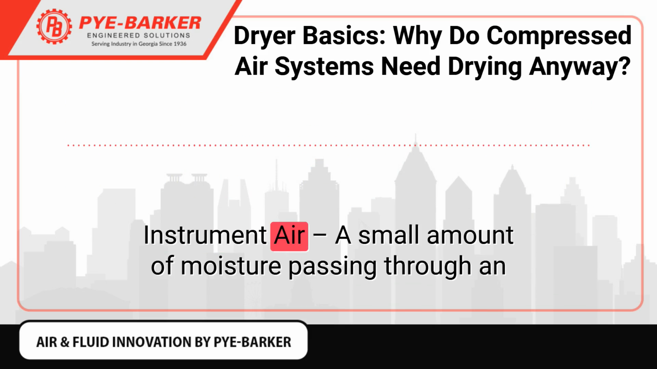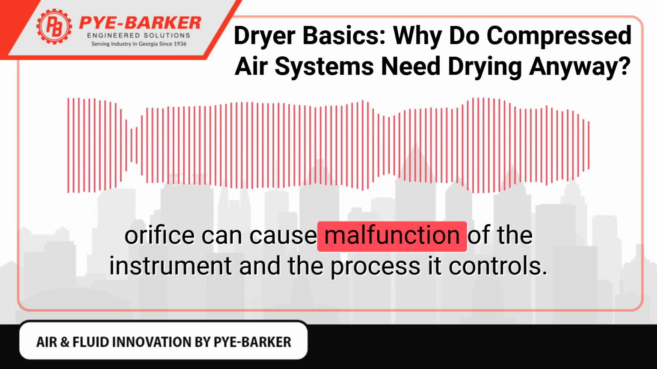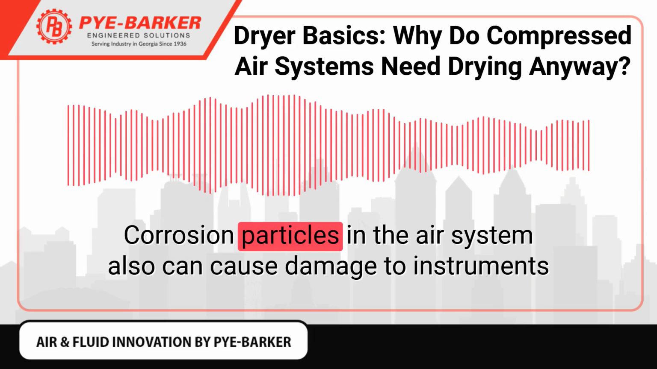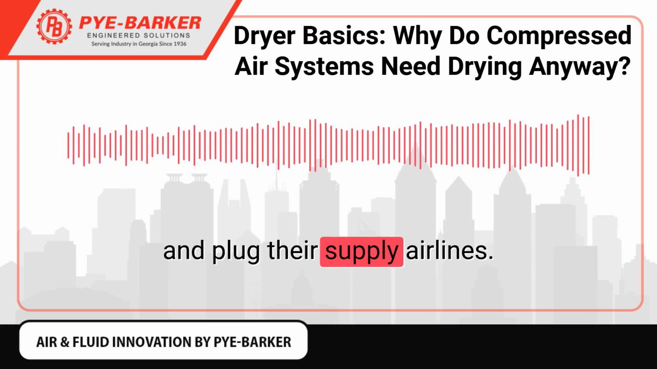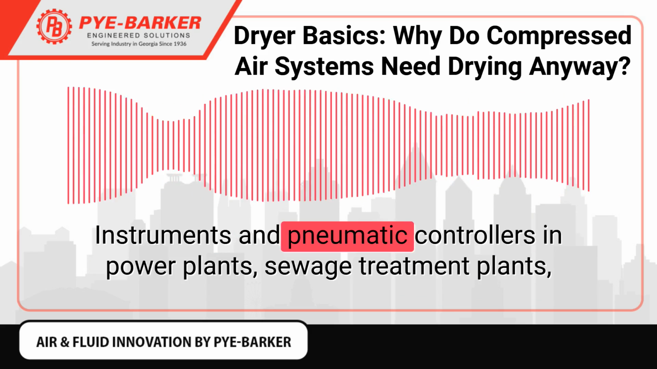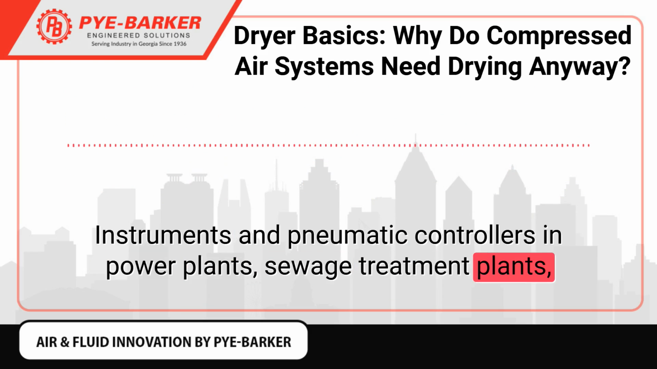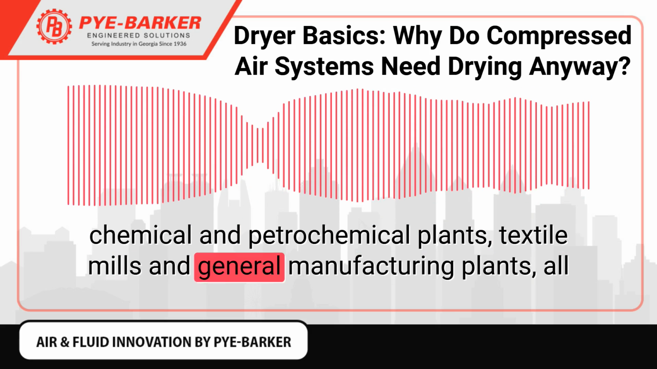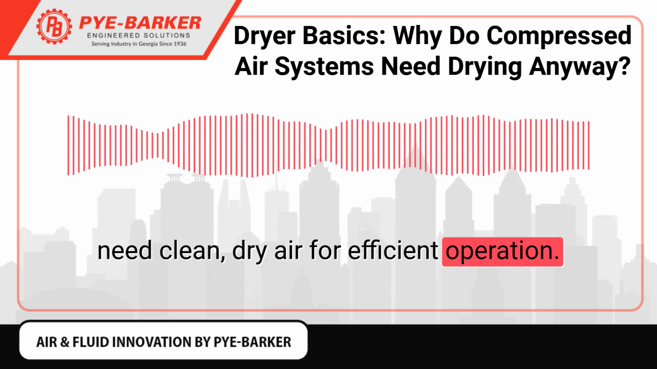Instrument air. A small amount of moisture passing through an orifice can cause malfunction of the instrument and the process it controls. Corrosion particles in the air system also can cause damage to instruments and plug their supply air lines. Instruments and pneumatic controllers in power plants, sewage treatment plants, chemical and petrochemical plants, textile mills, and general manufacturing plants all need clean, dry air for efficient operation.